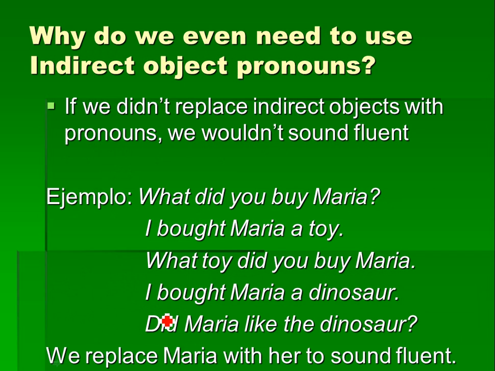So why do we even need to use indirect object pronouns? Why do we have them in English even? If we didn't replace indirect objects with pronouns, we wouldn't sound fluent. So here's an example in English, and it should sound funny to you. What did you buy Maria? I bought Maria a toy. What toy did you buy Maria?